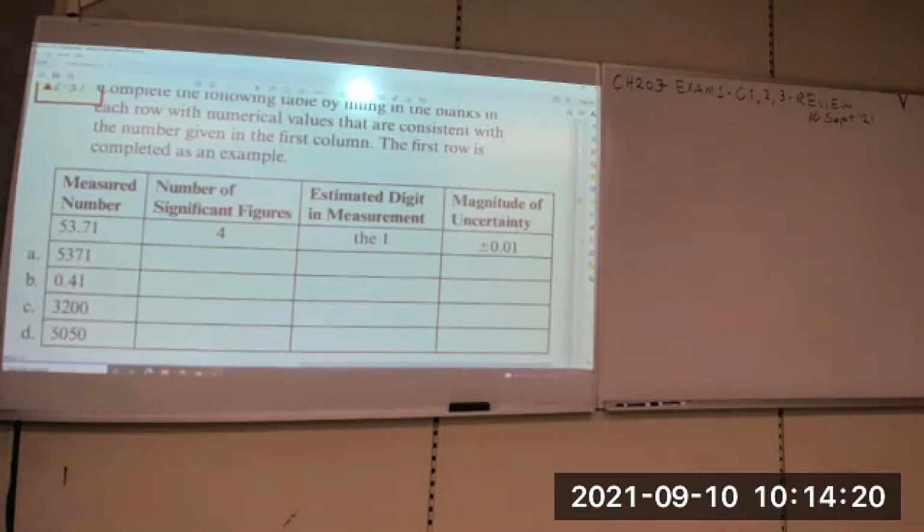It's all in the decimal. Now there's an implied decimal, of course, right here, because that tells you where ones, tens, hundreds. But as far as significant figures goes, you've got to have an explicit decimal to determine the right-hand zeros, whether they're significant or not. Okay.